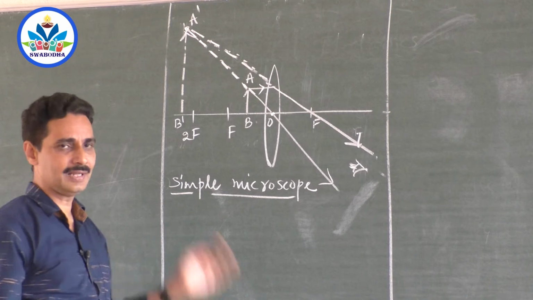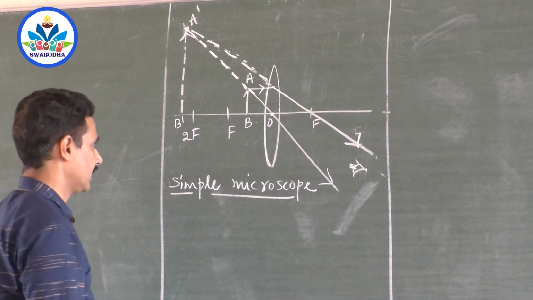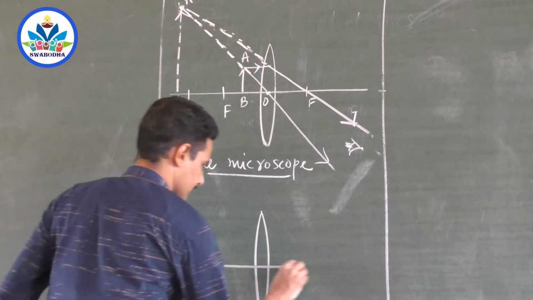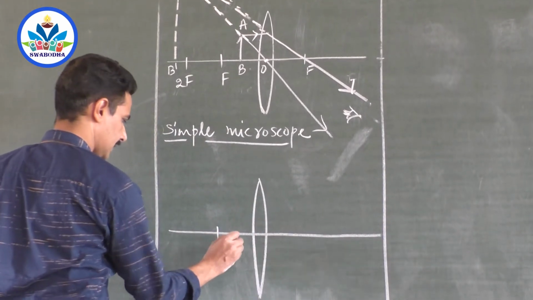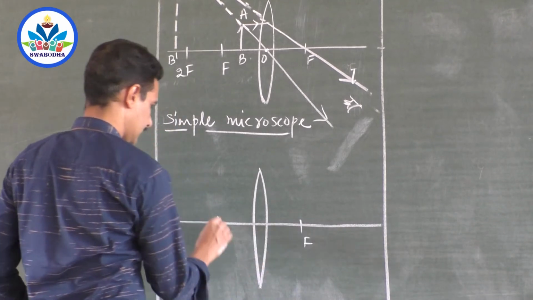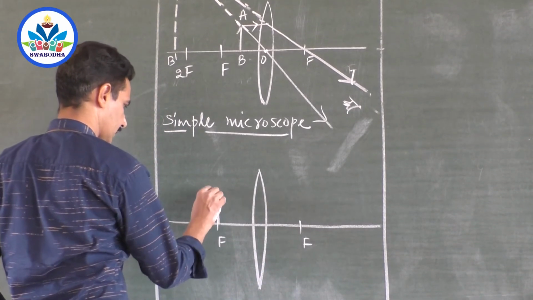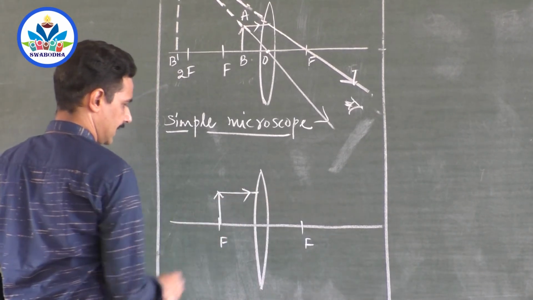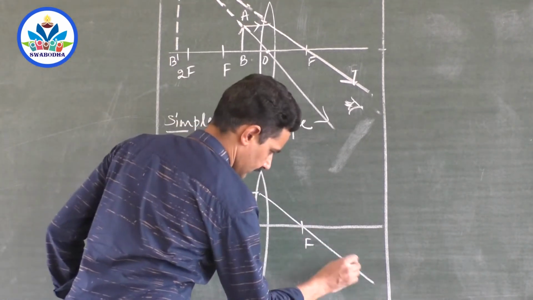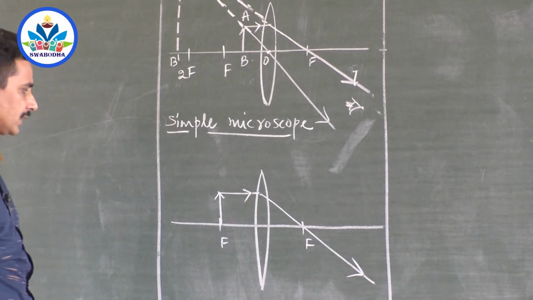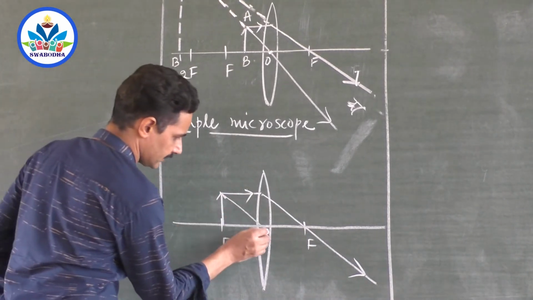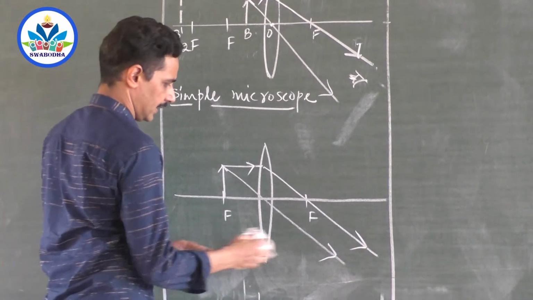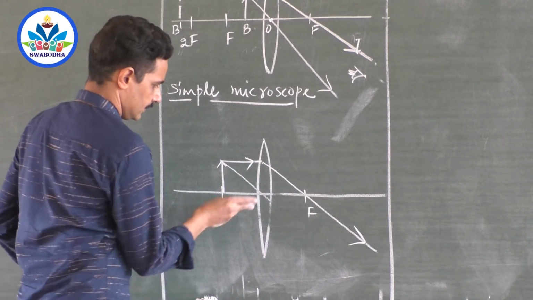Suppose the object itself is at focus. How will be the image? Suppose you are very close to the focus. This is focus, this is another focus here. If the object is very, very close to the focus or on the focus, what happens? A ray parallel to the principal axis after refraction passes through the focus. Another ray of light passing through the optic center becomes almost parallel, right? So like this.